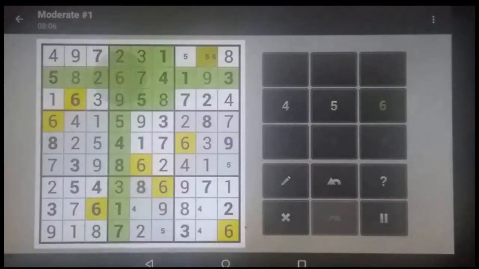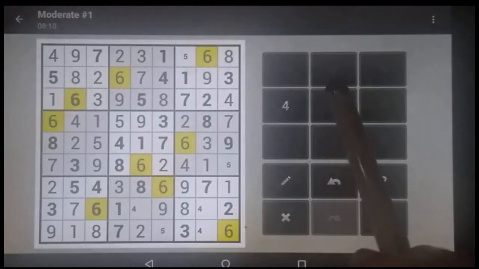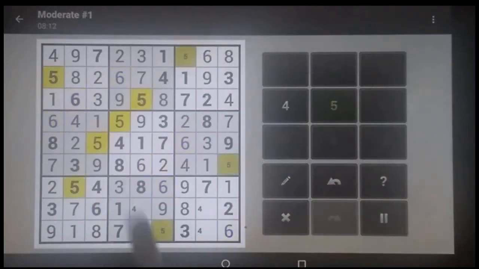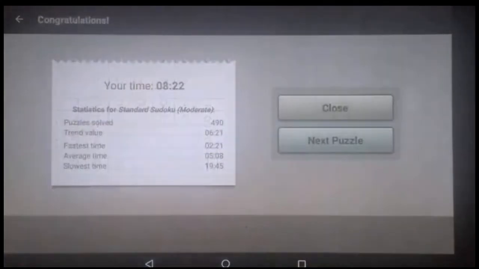6s, last one. Can't be that. Must be that. 5s, can't be that. Must be that. Can't be that. Must be that. Last one. And the 4s. And that's a moderate puzzle for you.